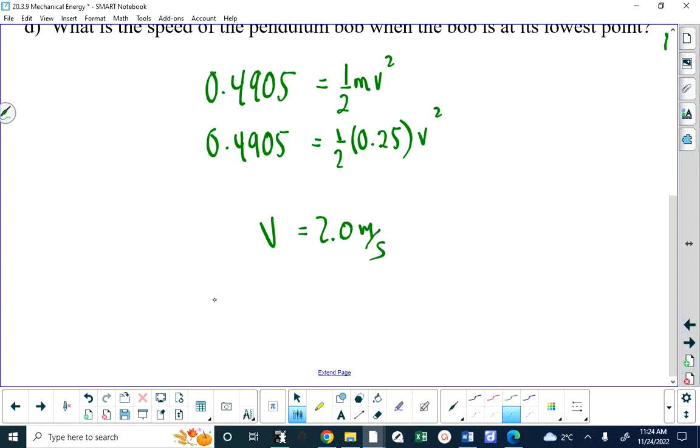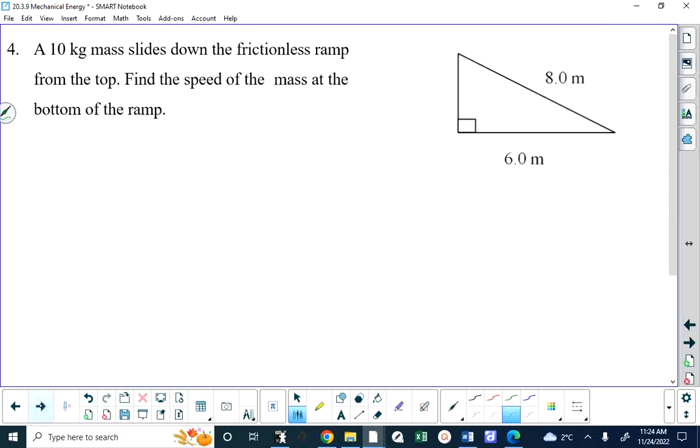And now what we're going to do is start putting this all together so that we don't have to go A, B, C, D. A 10 kilogram mass slides down the frictionless ramp from the top. What is the speed of the mass at the bottom? Well, let's see. Mechanical energy at the top is equal to mechanical energy at the bottom.